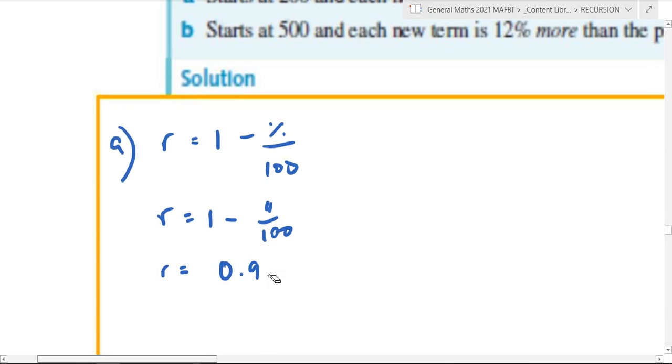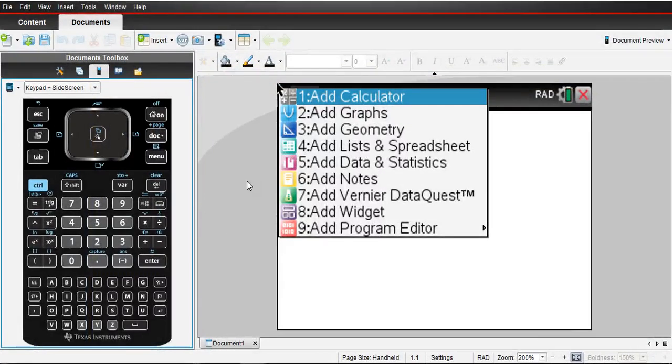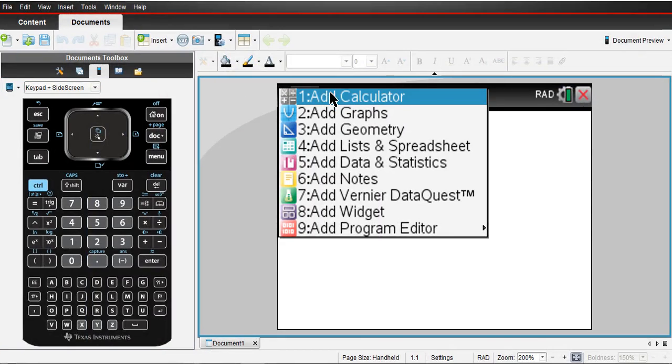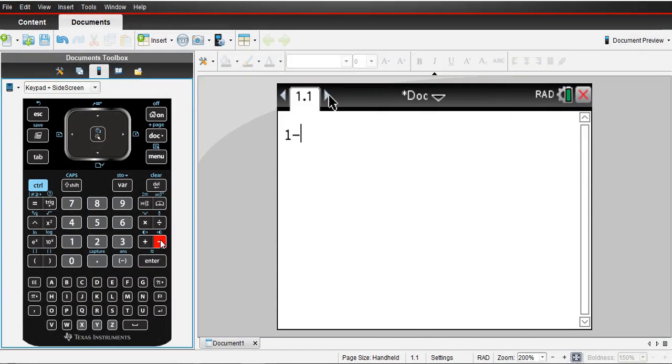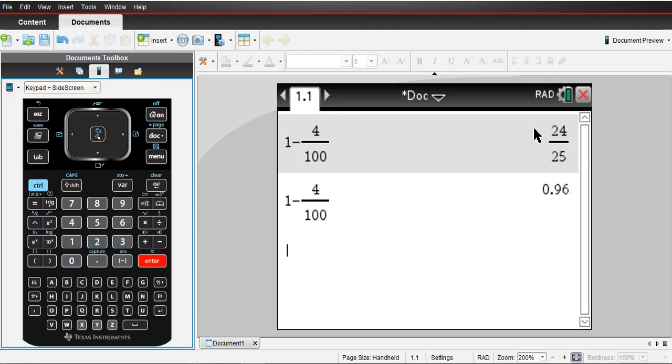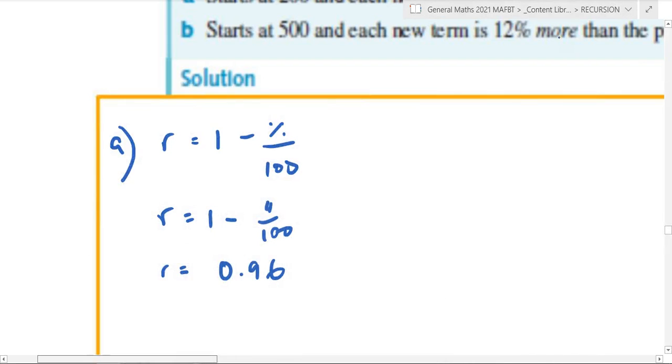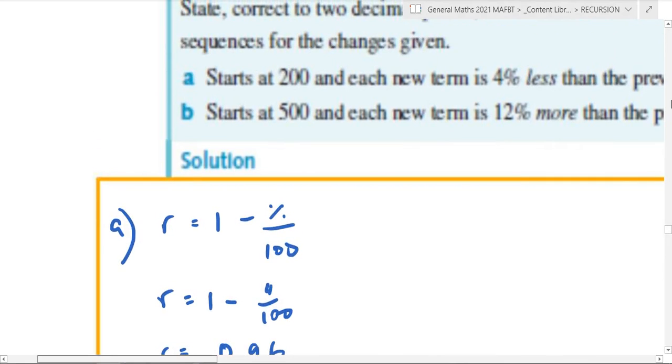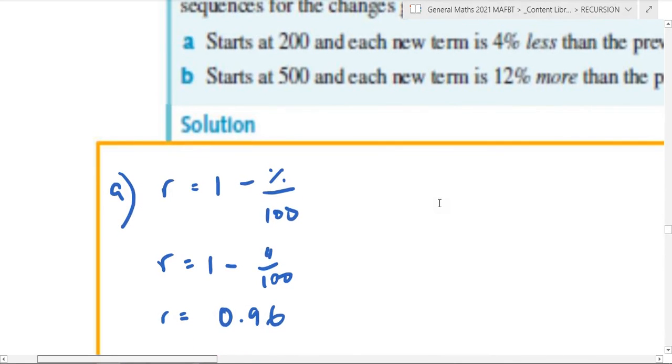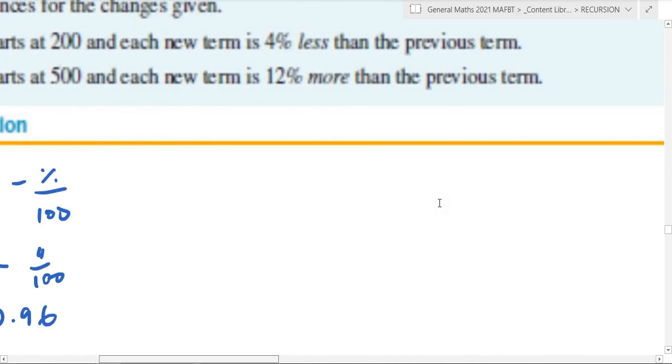0.96. Okay, and you can put that in your calculator if you want to double check. So it's going to be 1 take away 4 divided by 100. If you can press Control Enter to get the decimal, there you go. Okay, 0.96. So that means to get the next term, we're multiplying by 0.96. So I'm going to write here T0 for the starting term, which is 200, but we need to write down the next 4 terms.